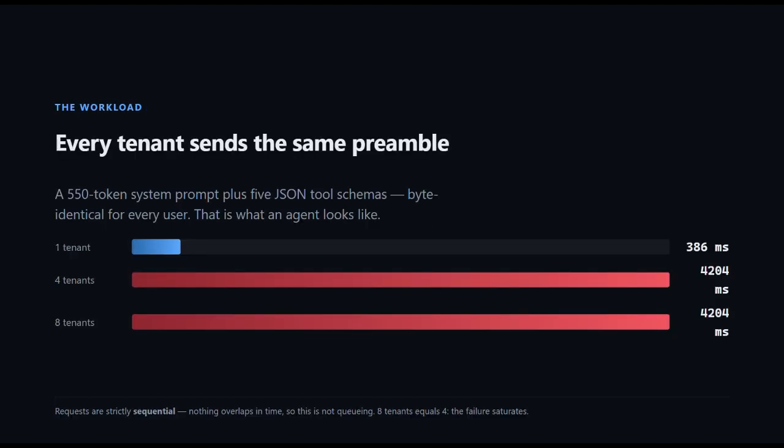Every tenant sends an identical 550 token preamble. 1 user is fine, 386 milliseconds. 4 users, 4,200. And note the requests are strictly sequential, nothing overlaps, so this is not queuing. 8 tenants is the same as 4, because the failure saturates.